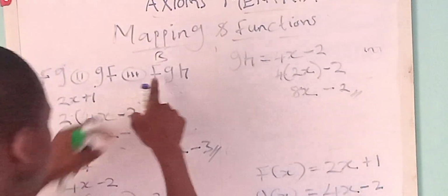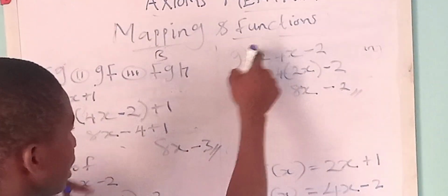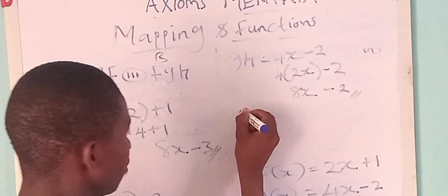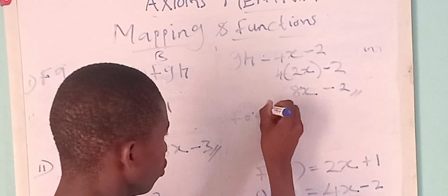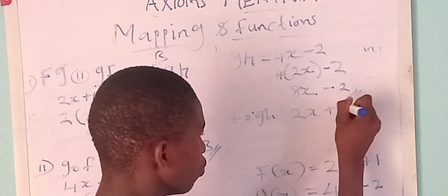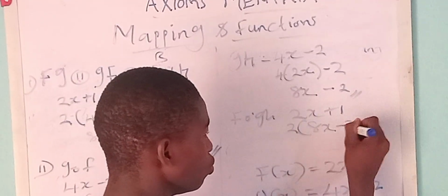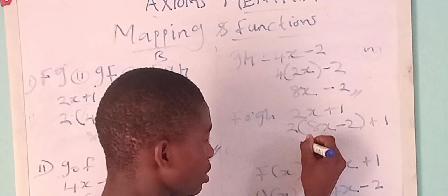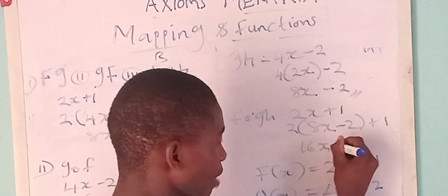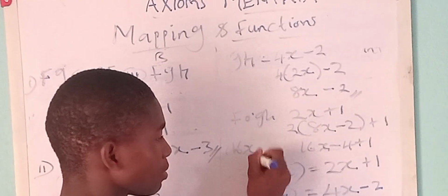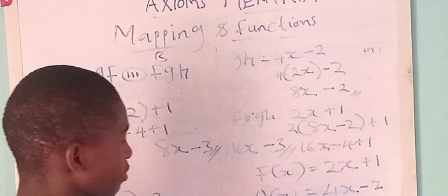Then I'm looking for my f of g of h. I need to take out f and put the value of this inside the aspect of x. So I'm going to bring out my f, which is 2x plus 1, and I'm going to be putting this. So I'm having 2 brackets 8x minus 2 plus 1, which is going to give me 16x, this times this, minus 4 plus 1. So from here, I'm going to be having 16x minus 4 plus 1, which is going to give me 16x minus 3 as my final answer.